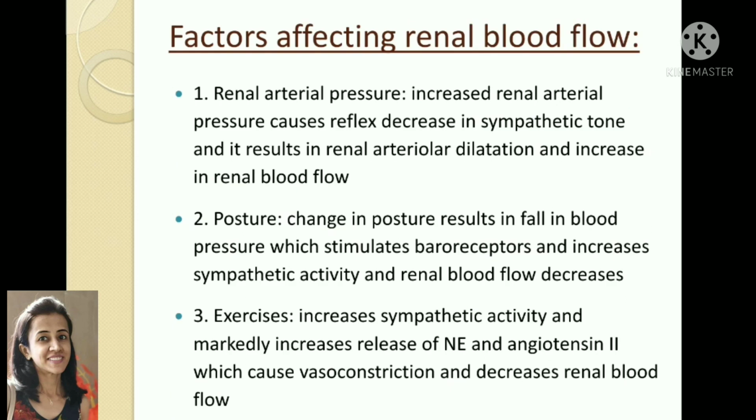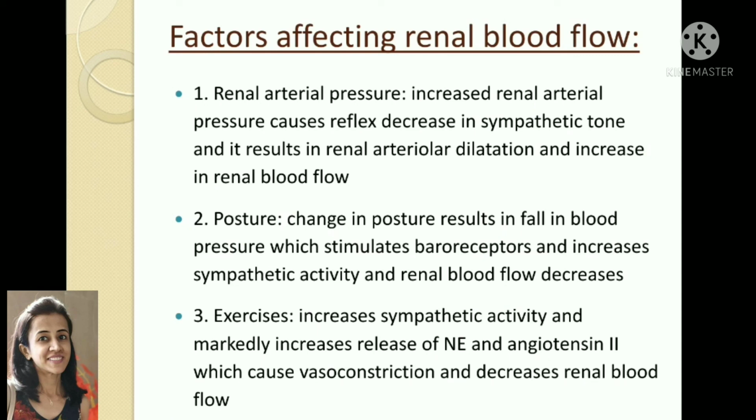Now, various factors affecting renal blood flow. First, renal arterial pressure. When the renal arterial pressure increases, there is reflex decrease in the sympathetic tone, resulting in renal arteriolar dilatation, so blood flow increases. Second is posture. When posture changes, there is fall in blood pressure, which stimulates baroreceptors, and they increase sympathetic activity, so renal blood flow decreases. Third is exercise. Exercise increases sympathetic activity, with marked release of norepinephrine as well as angiotensin 2. Both cause vasoconstriction and renal blood flow decreases.